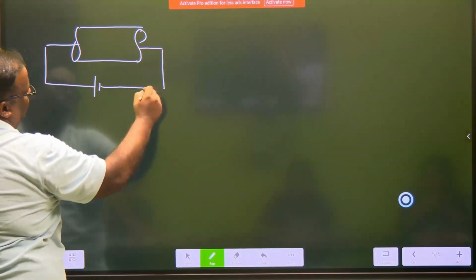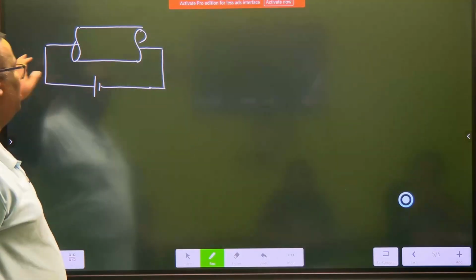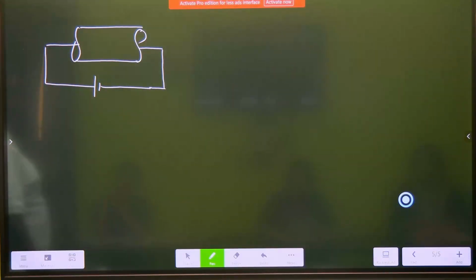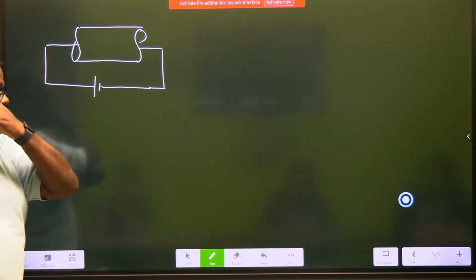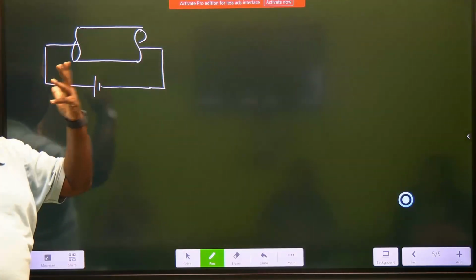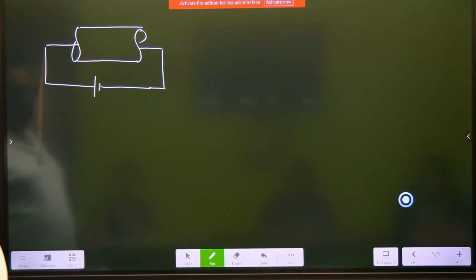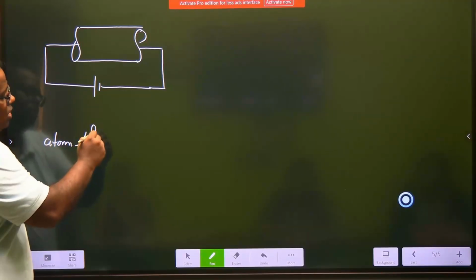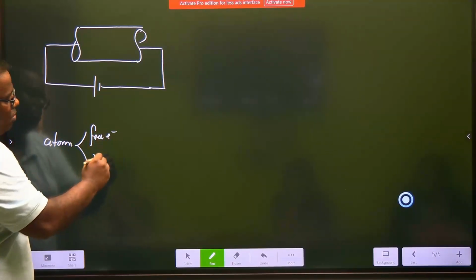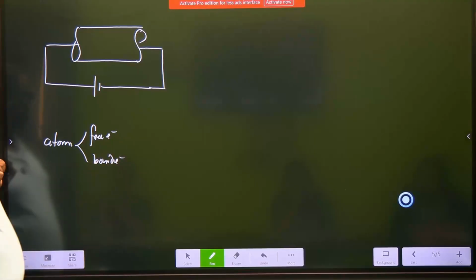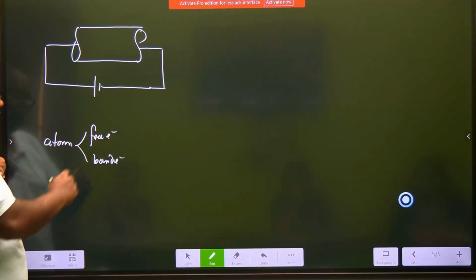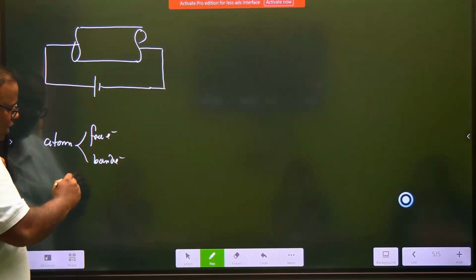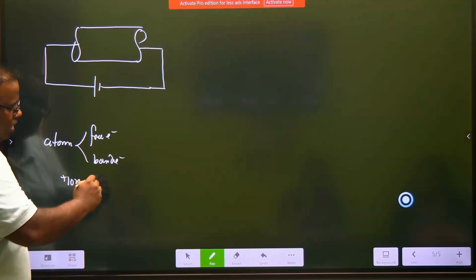Now, since you have come from grade 10 onwards, you know that if this is a metallic conductor, what constitutes the flow of charges? The free electrons, right? So if we see, an atom can have two types of electrons. You can have free electrons and you can have bound electrons. Agreed?